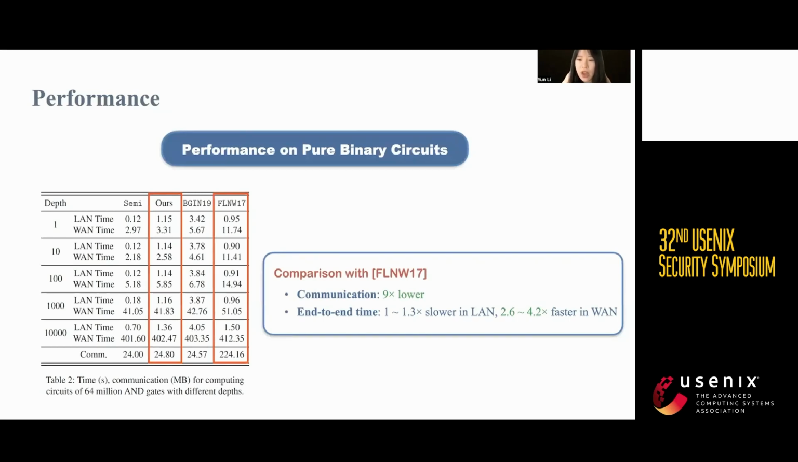Compared with FLNW17, we can save 9 times communication cost, and we are only a little bit slower than FLNW17 in LAN, but we are up to 4 times faster in WAN.